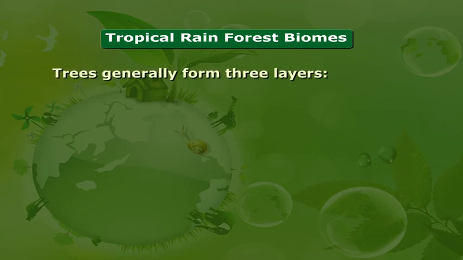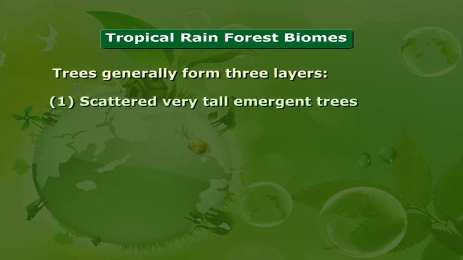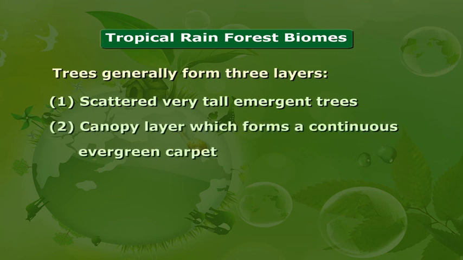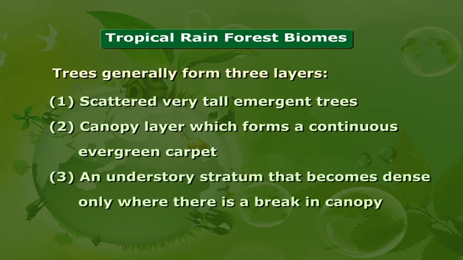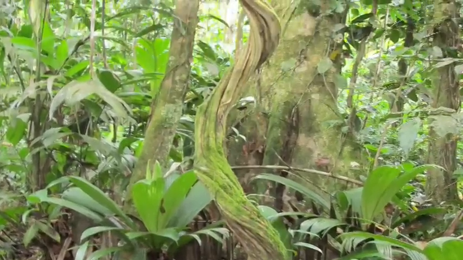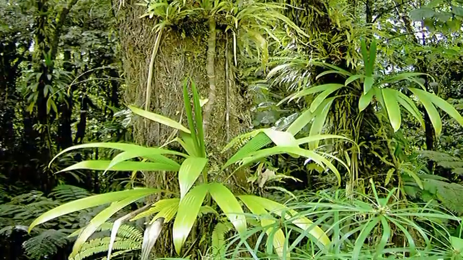Forests are thick and consist of distinct strata. Trees generally form three layers. First, scattered very tall emergent trees. Second, canopy layer which forms a continuous evergreen carpet. And third, an understory stratum that becomes dense only where there is a break in canopy. The productivity of intact rainforest is very high. These are the forests which never burn. Climbers, especially woody lianas and epiphytes, are profusely present.